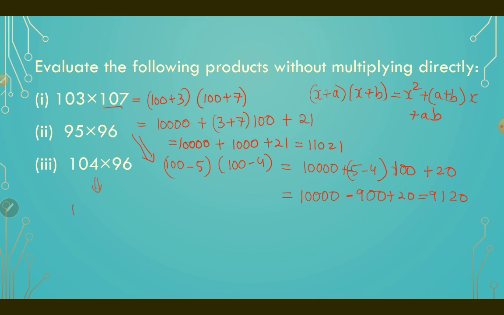This is nothing but (100 minus 4). First it's plus 4, because 1 not 4 into (100 minus 4). This is nothing but a different identity, (a plus b)(a minus b). That is a square minus b square. That is 100 square minus 4 square. That is 1 followed by 4 zeros minus 16. That is 9984.